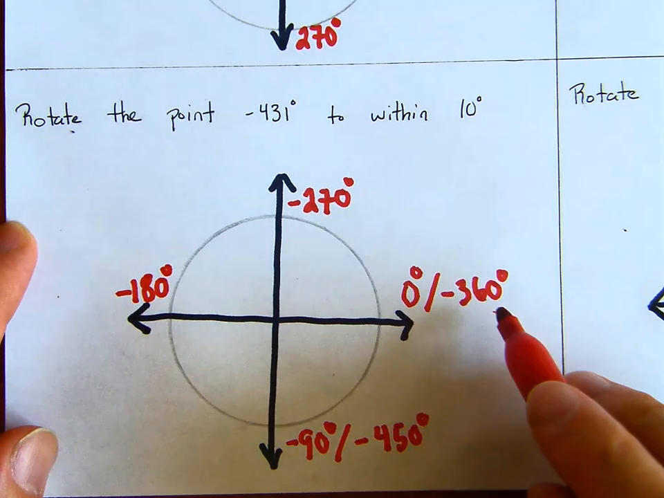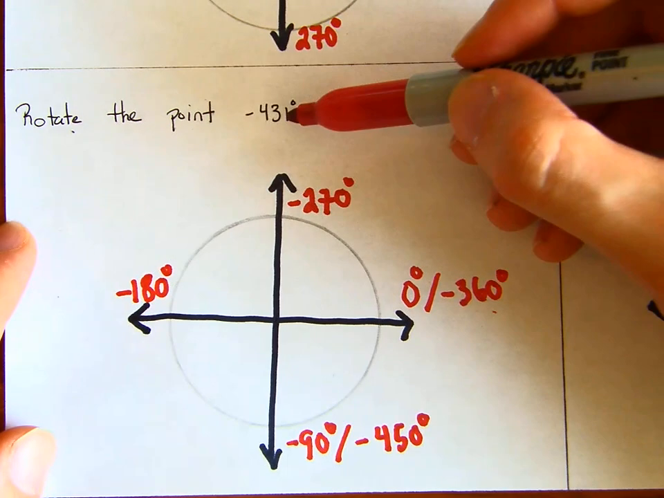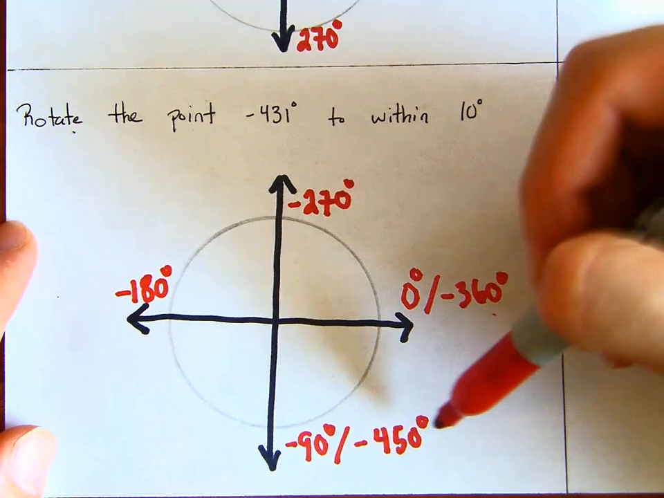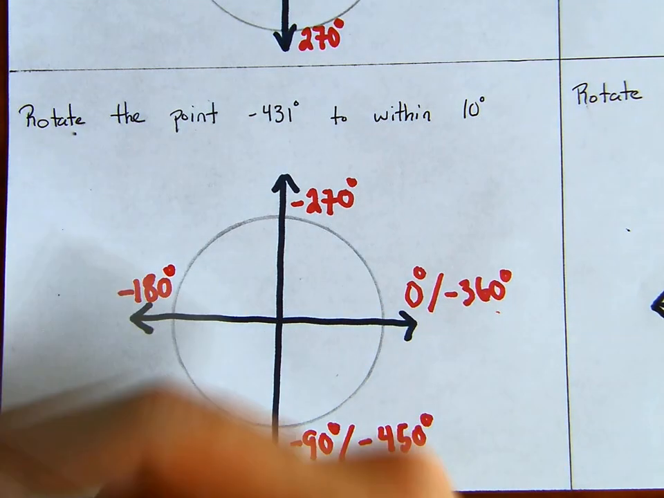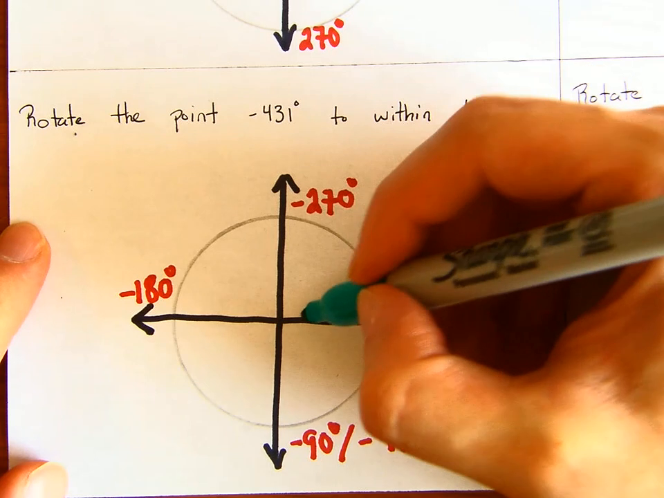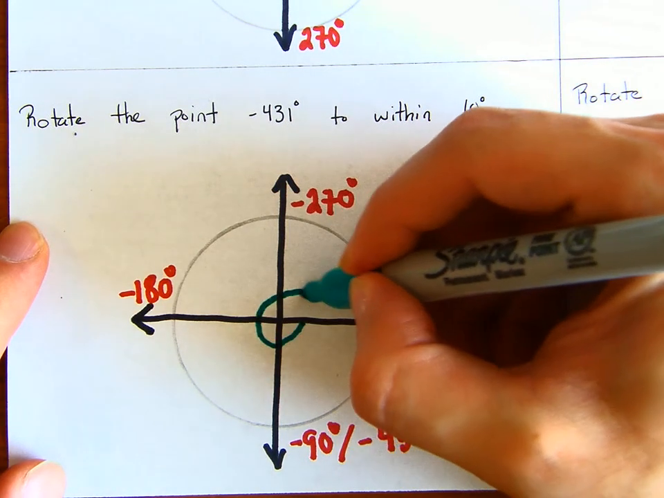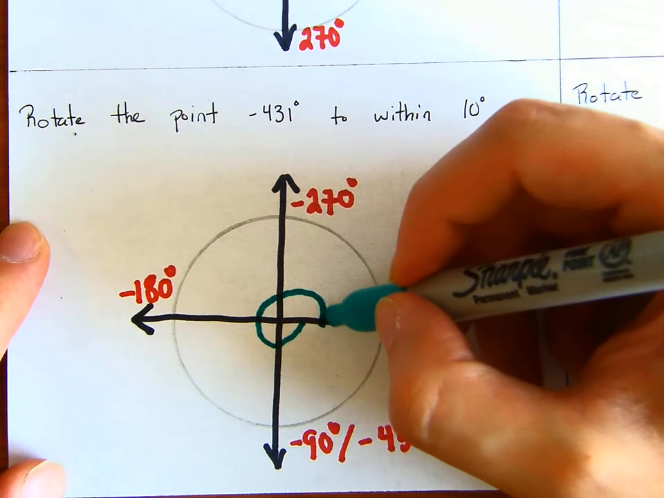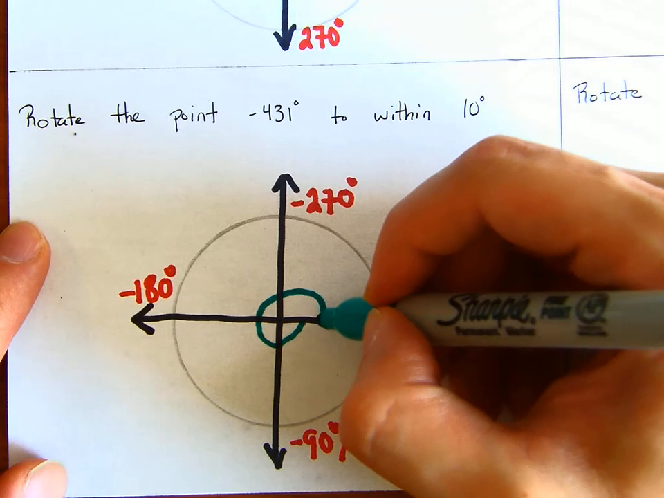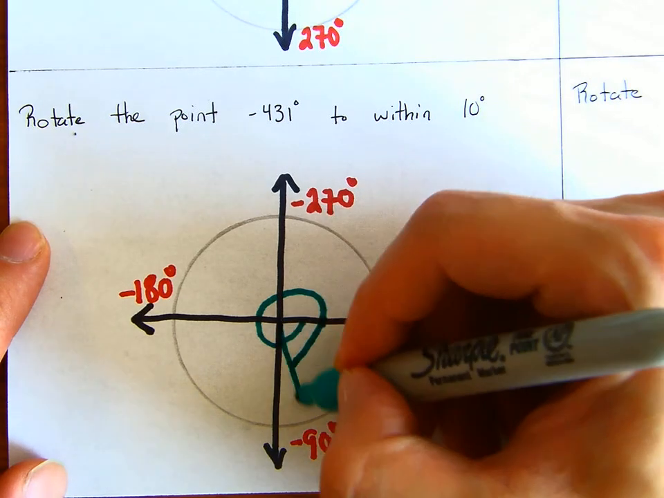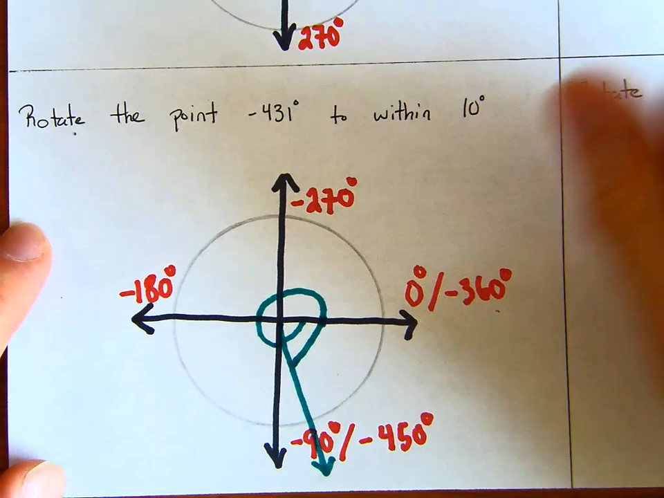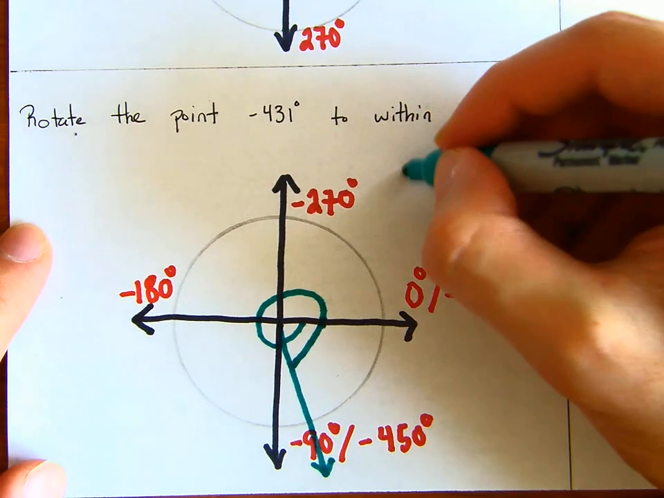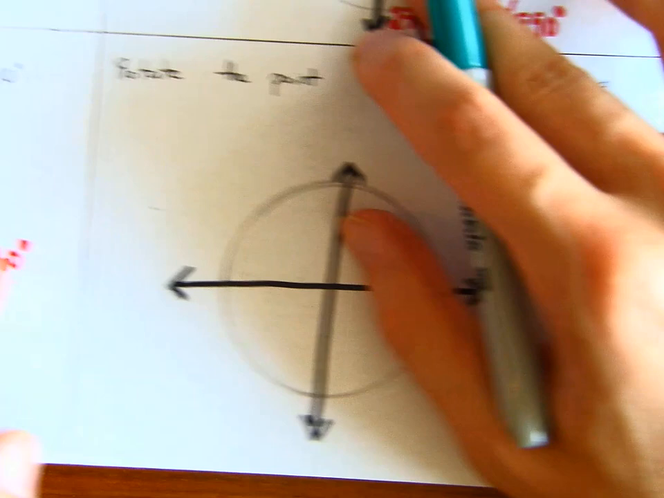So notice we should stop here because where do we want to get to? We want to get to negative 431. So where would 431 be? It would be very close to something like this. So how would the rotation look? This is negative 360 plus we need to do a little bit more, so we're right over here. Okay, and that's the rotation, and this is the terminal ray. Okie dokie. Try this one by yourself.